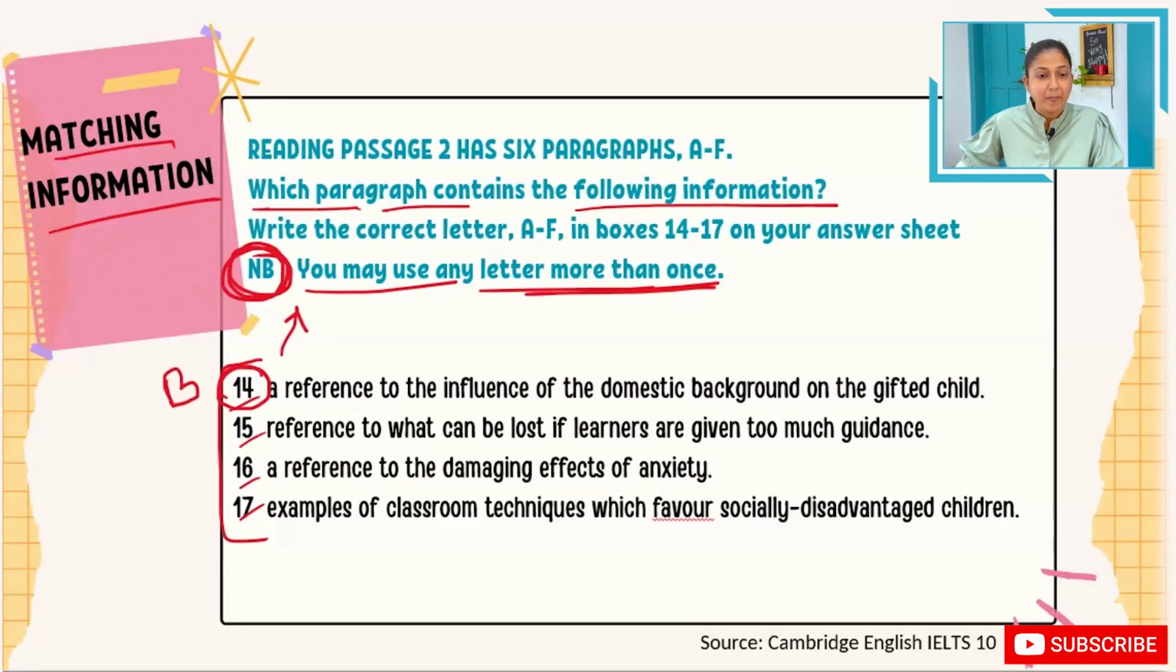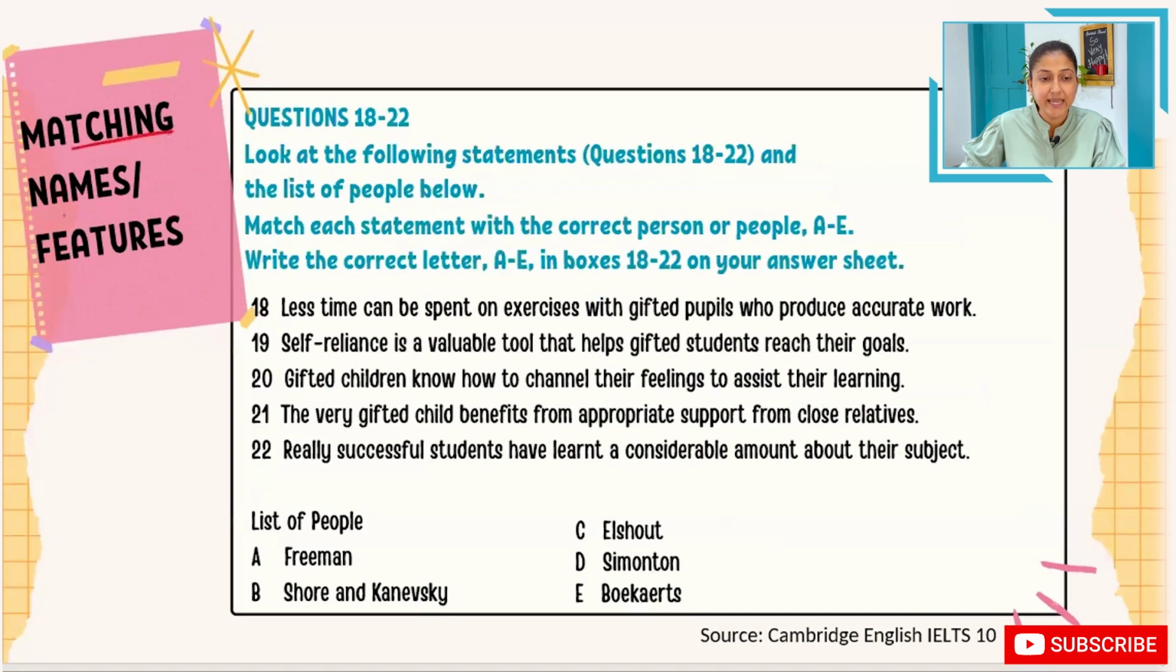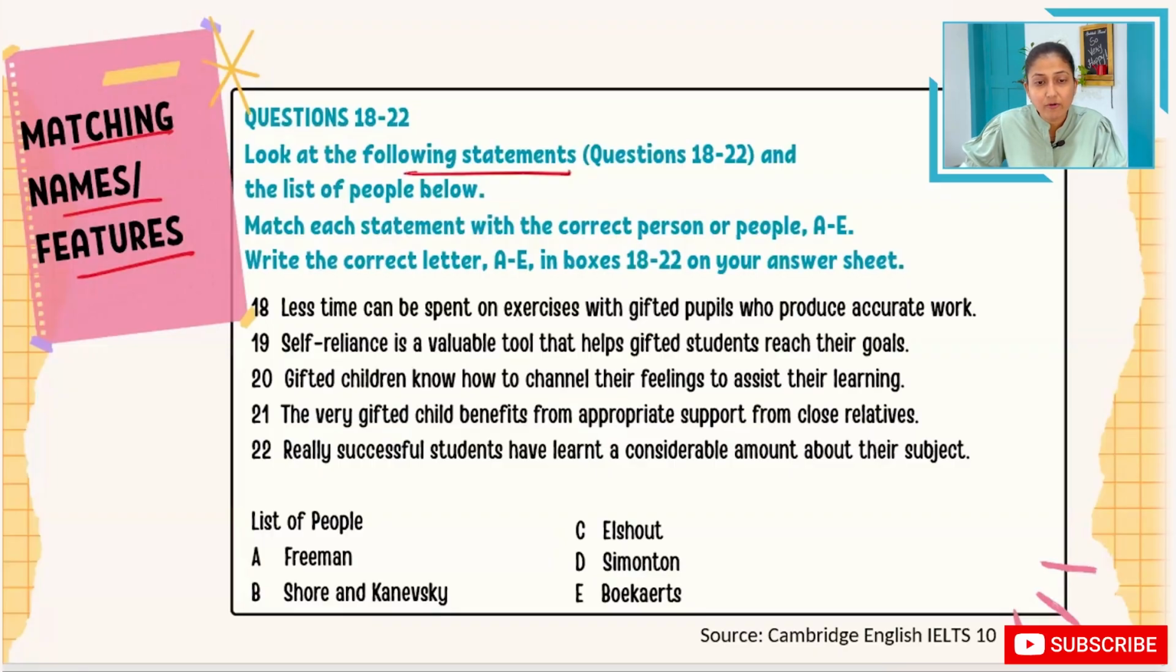All right. Next type is matching names with their features. In the previous part, if you remember, we saw a sample where there was a list of explorers given and the statements given. You had to match which explorer has mentioned or has explored, or let's say which sentence matches with which explorer, to put it simple. Here what do we see? We have, look at the following statements, question 18 to 22 and the list of people below.